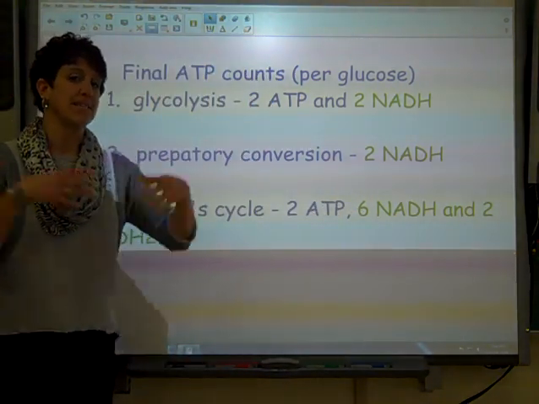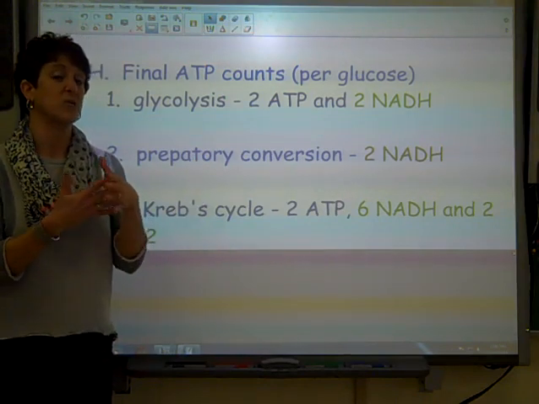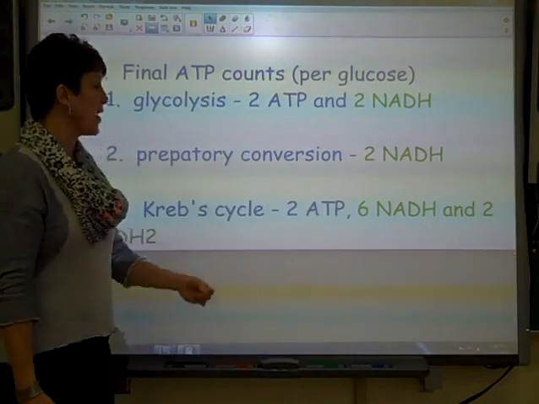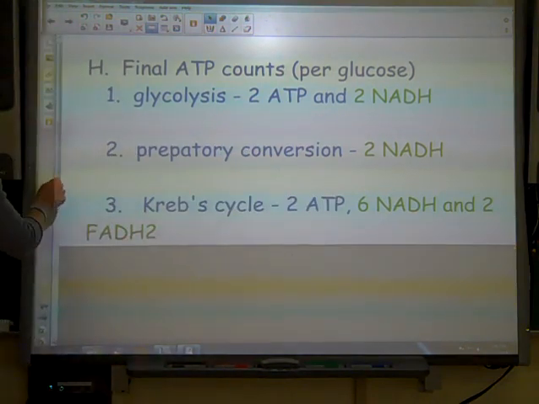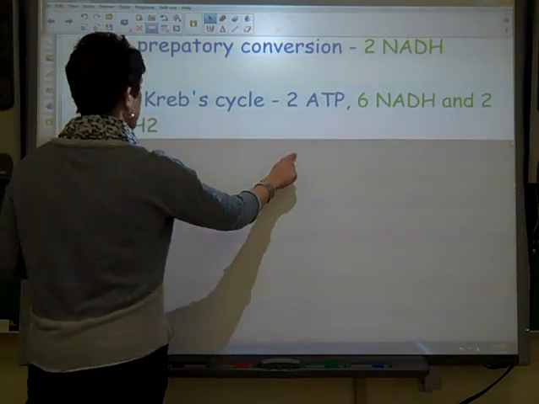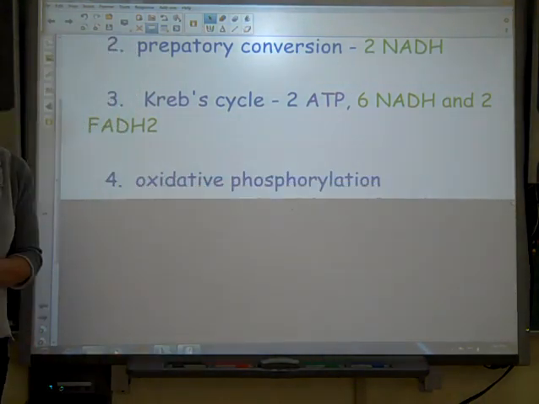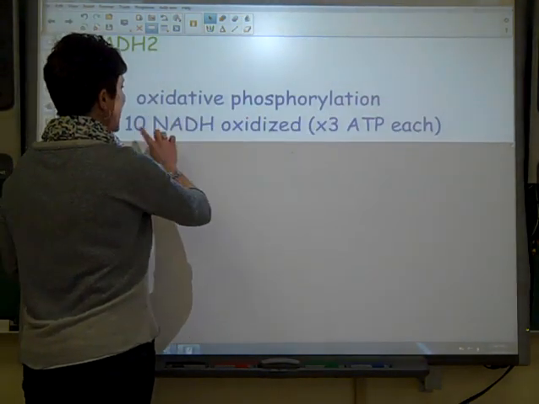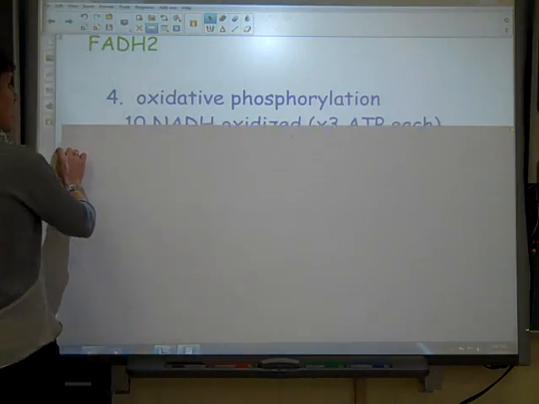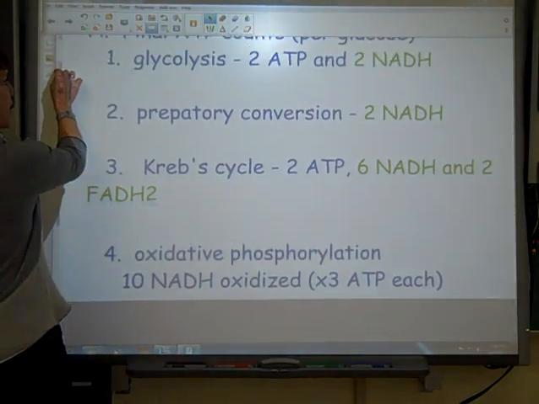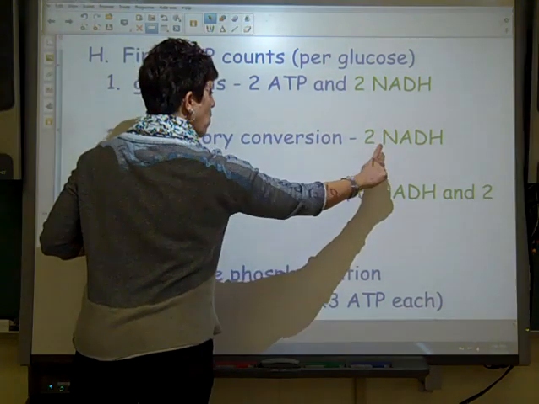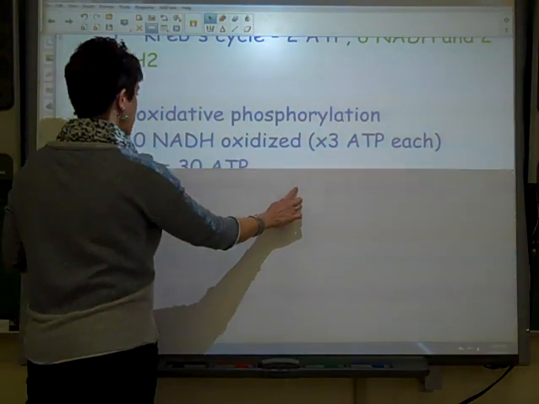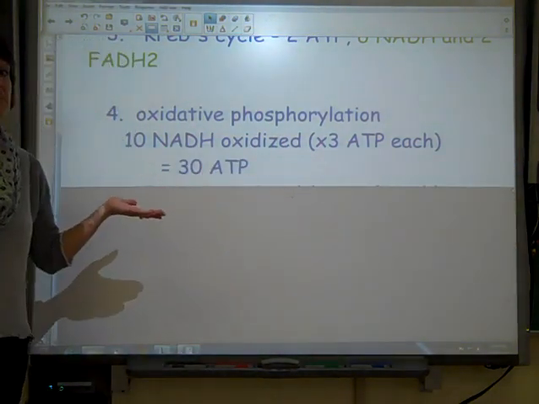Those numbers all might seem boosted up. That's because when I have 1 glucose going in, I had 2 pyruvates, therefore 2 acetyl-CoAs. So that's why the numbers are all doubled. I want this to be how many am I making per glucose. All right, my last step, my oxidative phosphorylation. This is really where I get the good bang for the buck. Here it is. 10 NADH are oxidized. Here they are. 2, 4, 10. That is where I get my numbers from. 3 ATP each, so that's a total of 30 ATP.